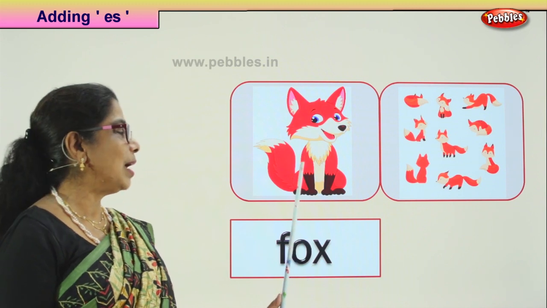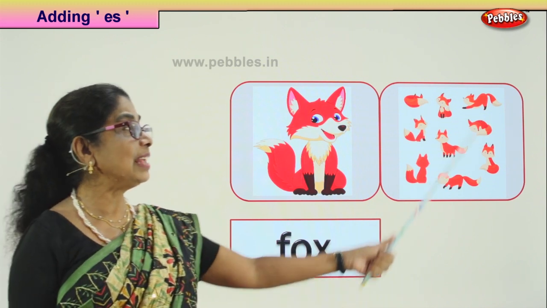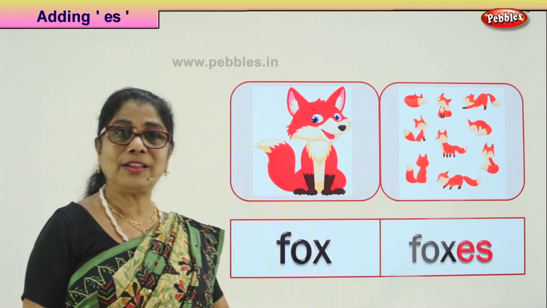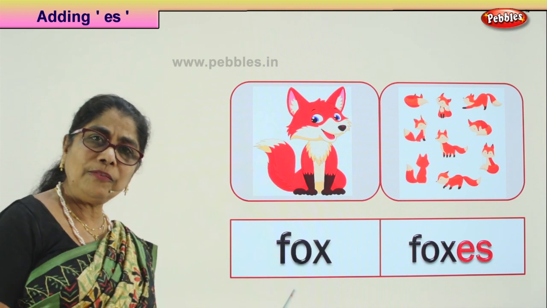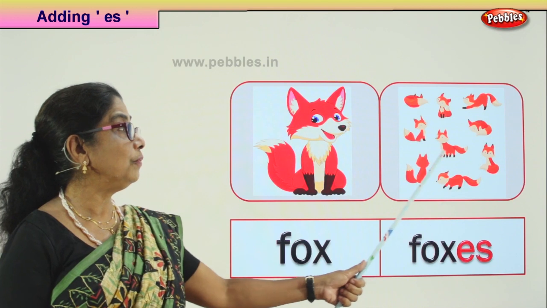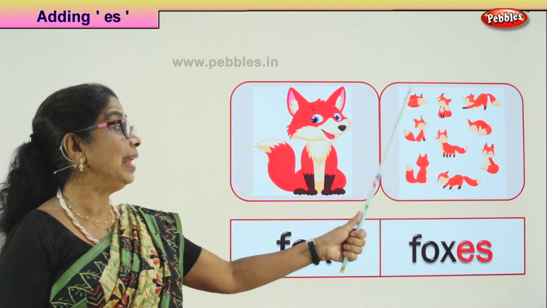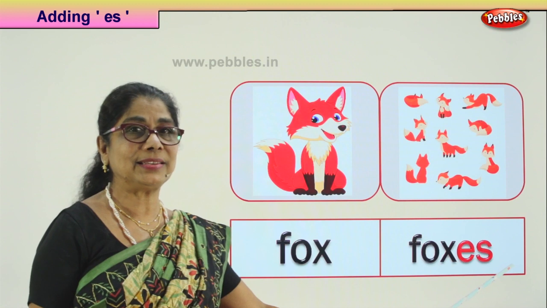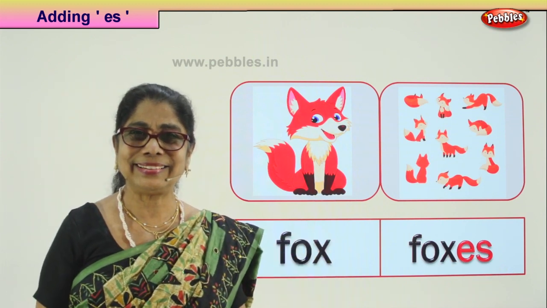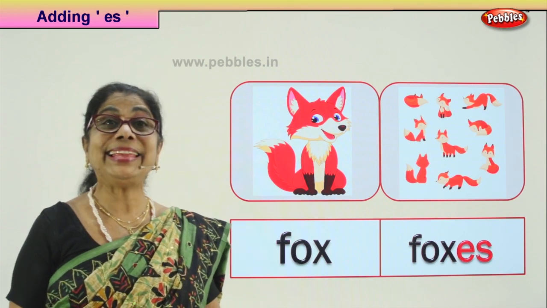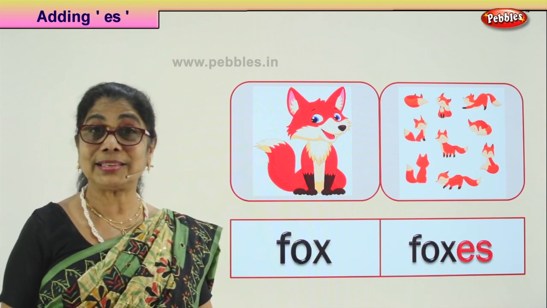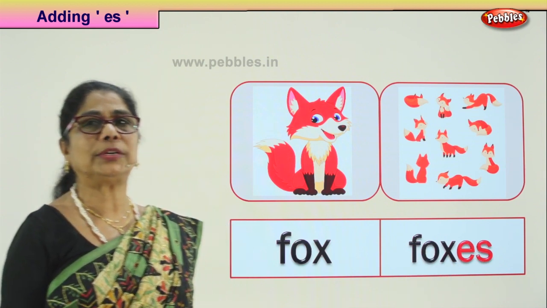Yes. One fox. And we have here several, many foxes. One fox, many foxes. 1, 2, 3, 4, 5, 6, 7, 8, 9 foxes. One fox, 9 foxes. To form the plural, you add es to the singular. One fox, 9 foxes. Good. Shall we look at another picture?